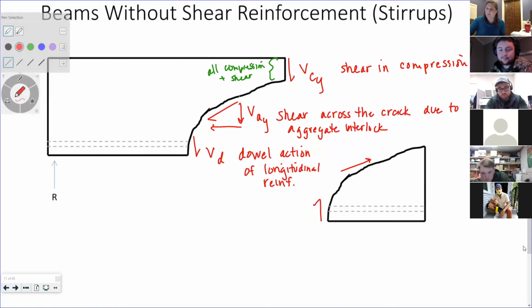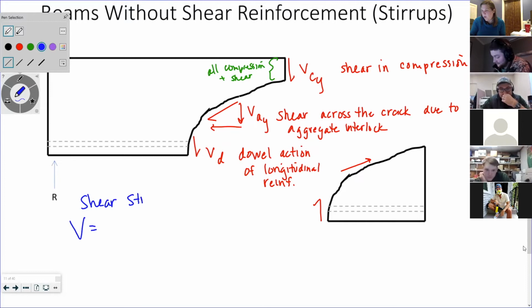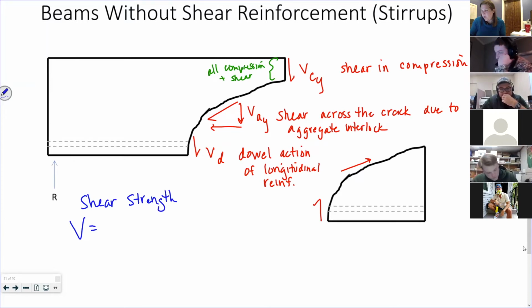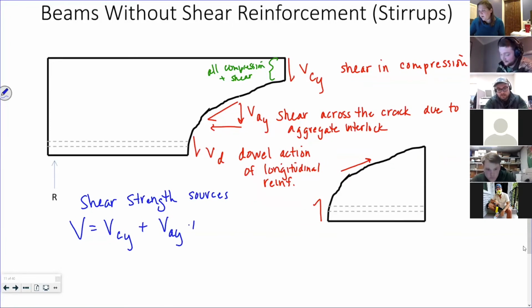So if I sum up where I'm going to get shear strength from, I've got my shear in the compression zone, my shear due to my aggregate interlock, my shear due to my longitudinal reinforcement not wanting to move and acting like a dowel.